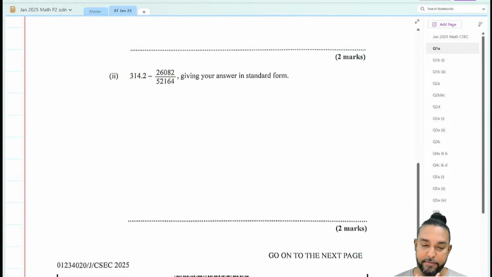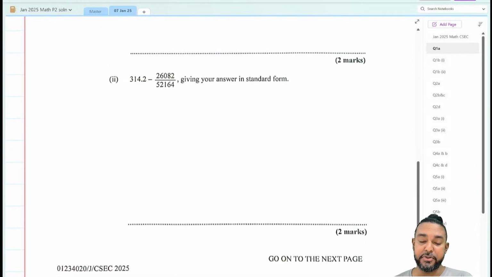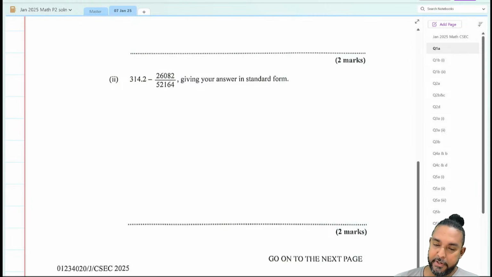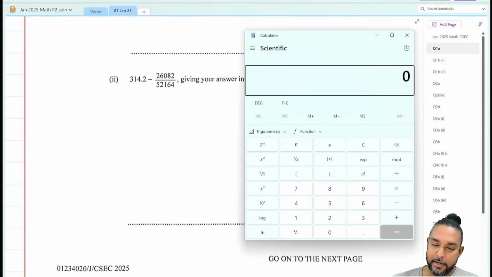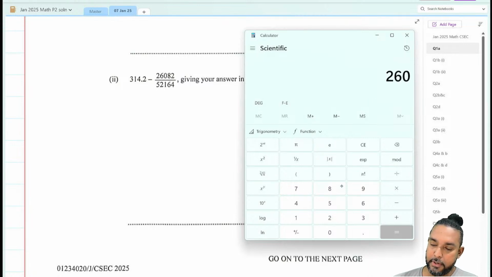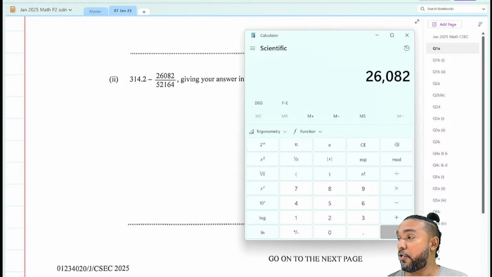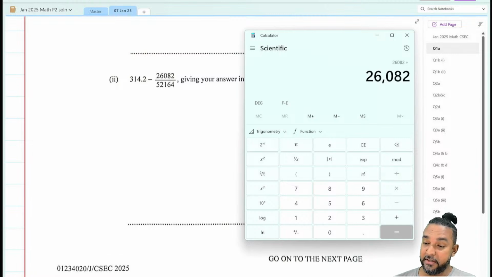Okay, then we have 314.2, which is about 100 pi, minus that. So I will use the calculator for this one. 26,082. Always make sure whatever you plug into your calculator is correct. I have done that too many times myself, plugged in figures and not double checked them and gotten incorrect answers because I did not plug in the correct figures. Look at that, that's exactly a half. And if you subtract that from the 314.2, you get 313.7.